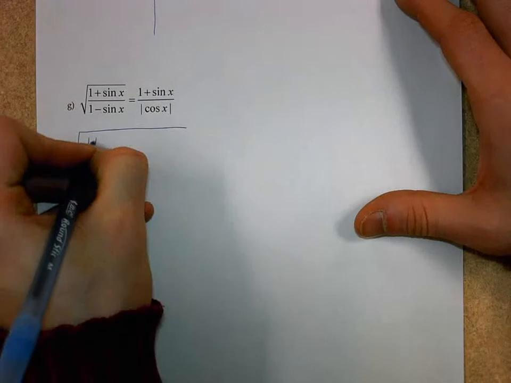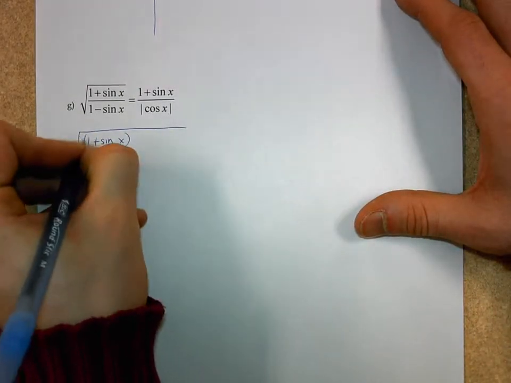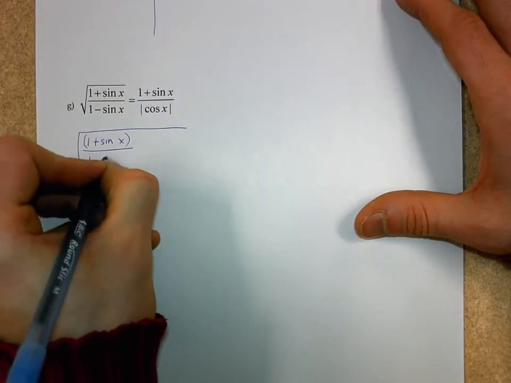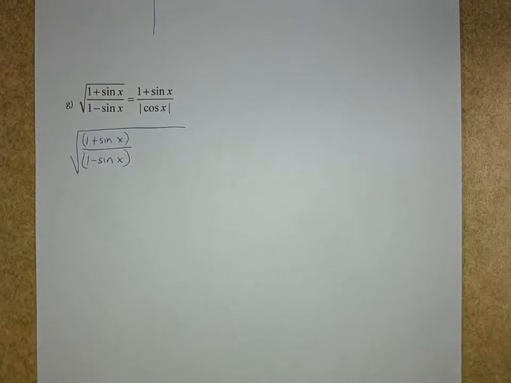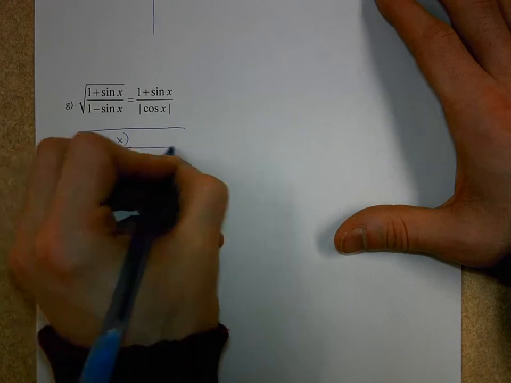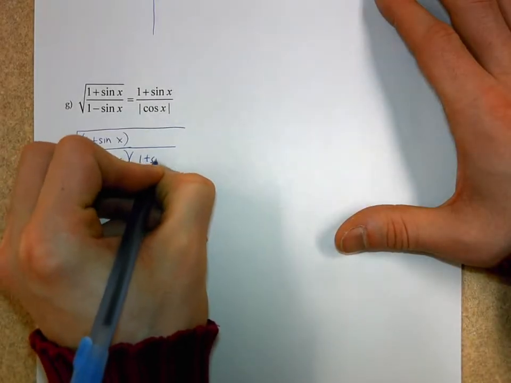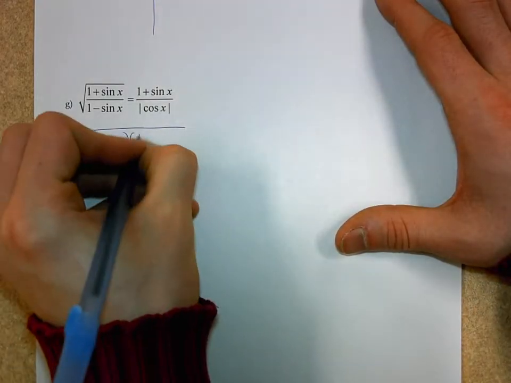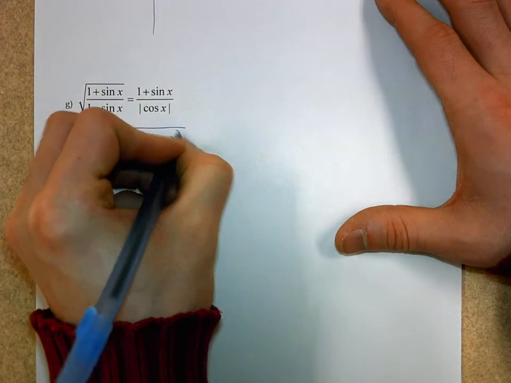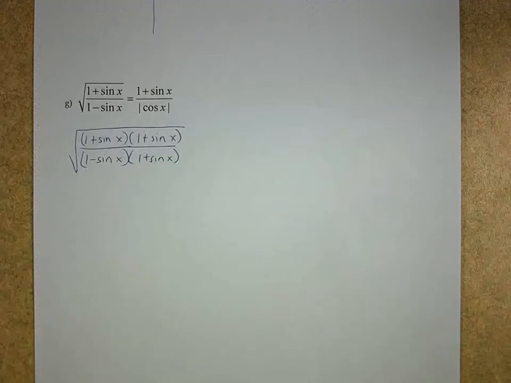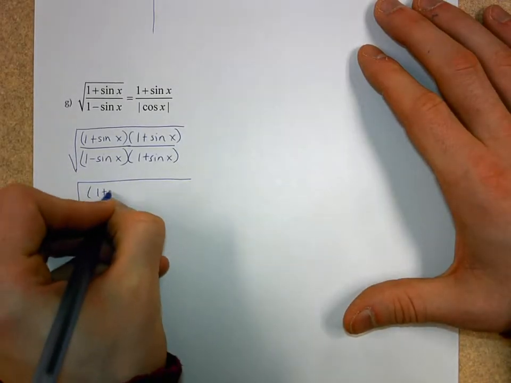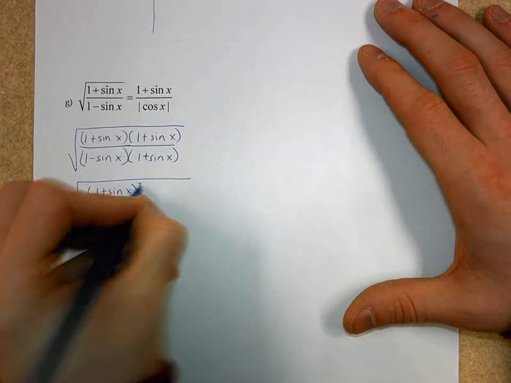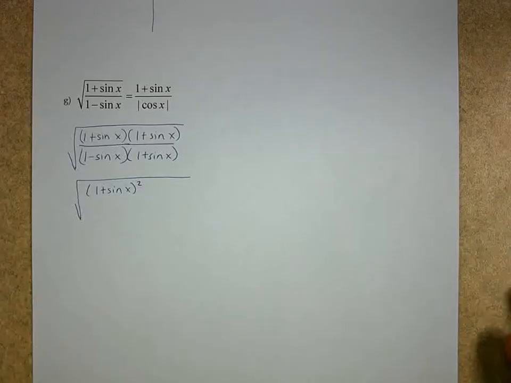So originally I've got 1 plus the sine of x over 1 minus the sine of x. I'm just going to work inside the square root, and the easiest way to do this is going to be taking the conjugate: 1 plus the sine of x. My numerator then is 1 plus the sine of x quantity squared.